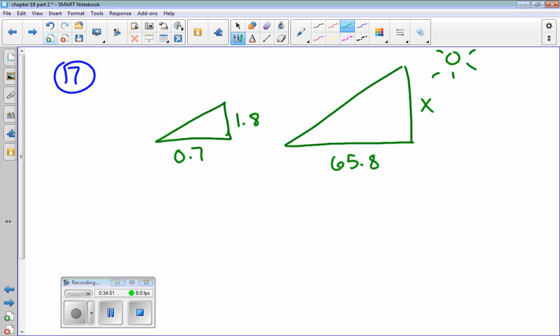So once you've drawn your picture, at this point we're going to write a proportion. We know that the angle the sun hits is the same. We know that they're both perpendicular, so they're similar. So 1.8 over 0.7 equals x over 65.8. I could have done 1.8 over x equals 0.7 over 65.8. There are many ways. What you can't do is flip them. You have to be consistent, so that they correspond. Then you would just cross multiply.